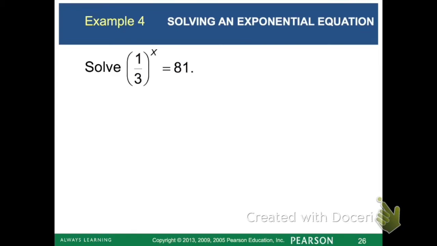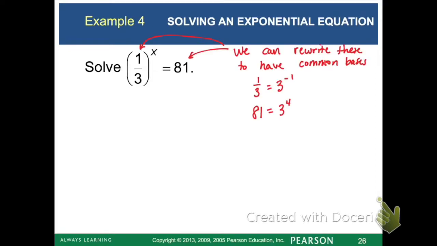Example 4, solving an exponential equation. We're going to have a few different forms of exponential equations to solve. The first thing that we should always check for is to see if we can solve this by rewriting the equation with common bases. In this case, we can, because we know that we can rewrite 1/3 as 3 to the negative 1 and 81 as 3 to the 4th power. If you're not sure why 1/3 equals 3 to the negative 1, then go back to the previous video and make sure that you've looked at those exponent properties that were reviewed at the very beginning.